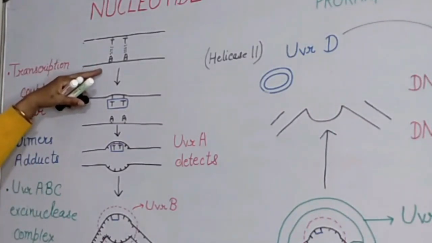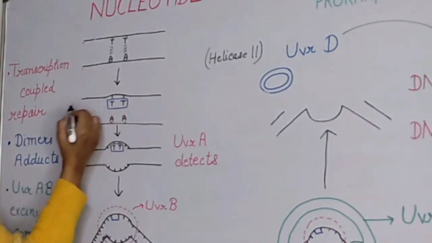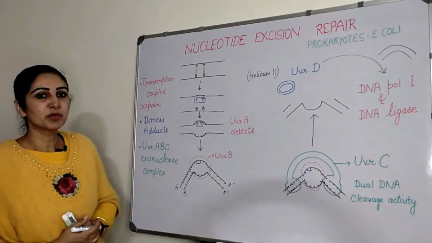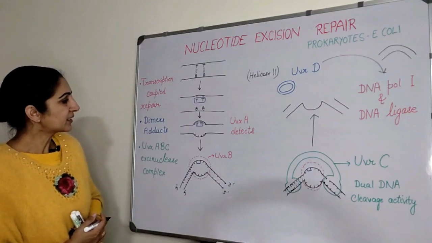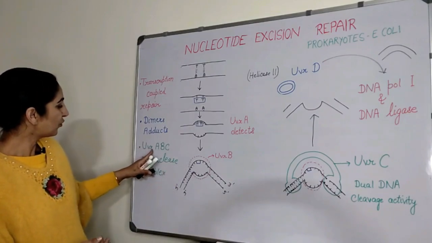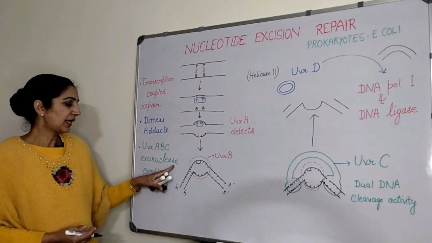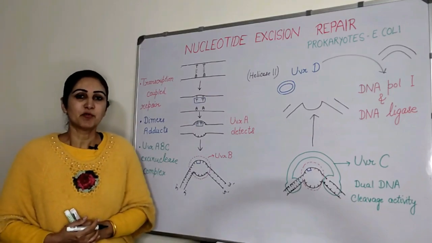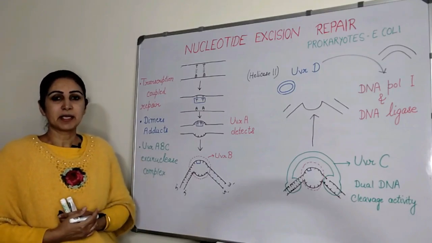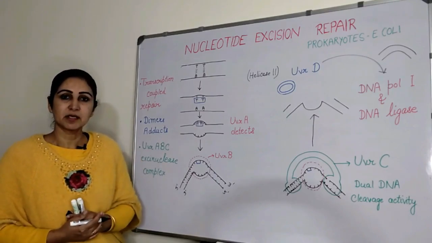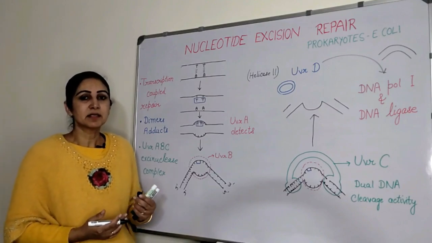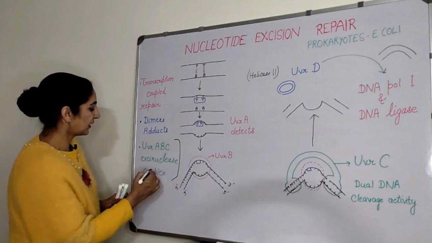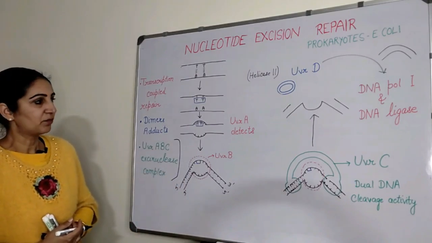Now in a cell of E. coli, this thymine dimer has been formed. So now the E. coli cell has to remove this thymine dimer. It's done with the help of a UVRABC excinuclease complex. This complex is actually made up of many proteins like UVRA, UVRB, UVRC, UVRD, and many more. Ultimately, it's known as the UVRABC excinuclease complex.